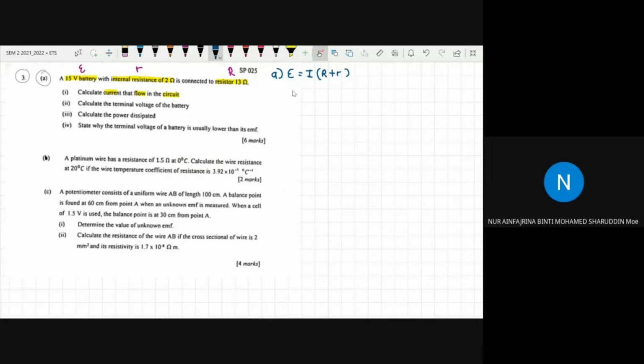Okay. Very good. So our EMF is 15 volt. We are looking for the current and we know the resistor is 13 ohm and the internal resistor is 2 ohm. So you press your calculator, you will get the current of 1 ampere. Okay, so we are done with question 1. Okay, let's look at question 2.